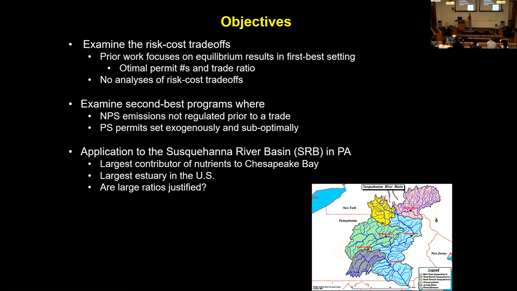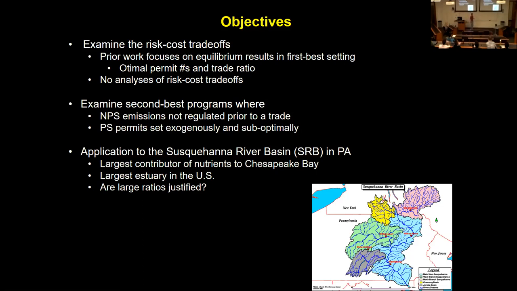So what we do in this paper is we examine risk-cost trade-offs. Prior work focuses on equilibrium results in a first best setting where they're choosing optimal permit numbers and the trade ratio. There's no analysis of risk-cost trade-offs in these papers. They're just looking at equilibrium outcomes. We're going to examine these trade-offs. We're also going to look at second best programs where the non-point emissions have not been regulated and the point source emissions have been regulated, but they're exogenous. We're not choosing the permits. So you can see right off the bat, the first best requires optimal permit numbers and trade ratios, so two instruments. In reality, we only have one instrument to choose from because the permits have already been chosen.